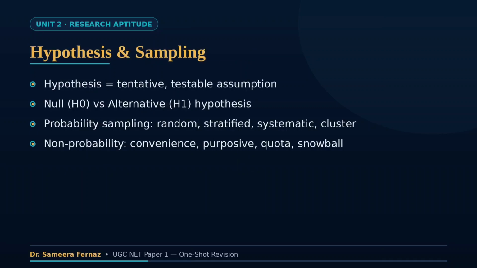Steps in the research process. Let's see the steps in order. First, define the problem. Second, review the related literature. Third, form your hypothesis and objectives. Fourth, design the study, choose a sample and collect data. And finally, analyze, interpret and write the report. A simple and clear flow.